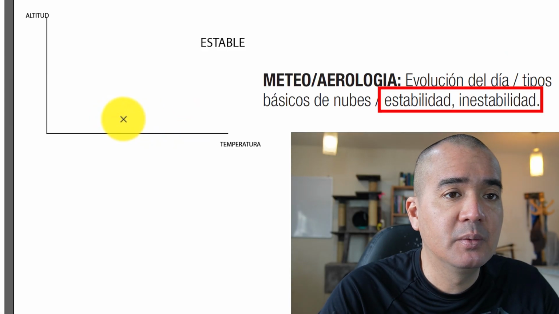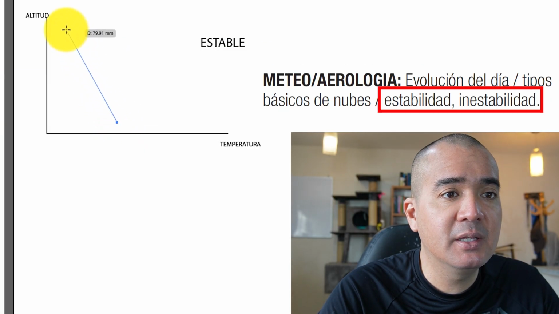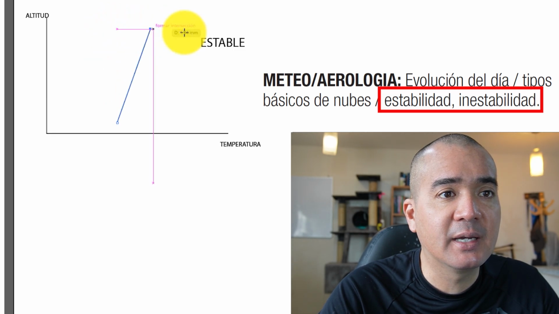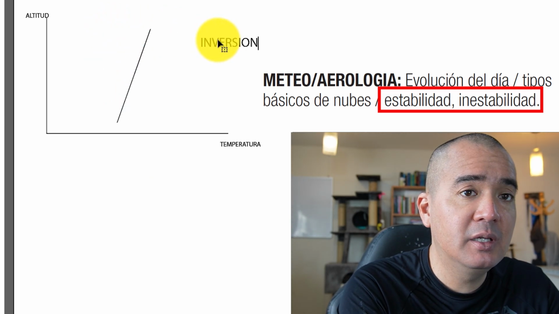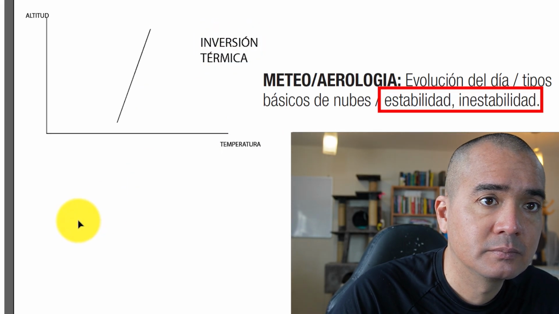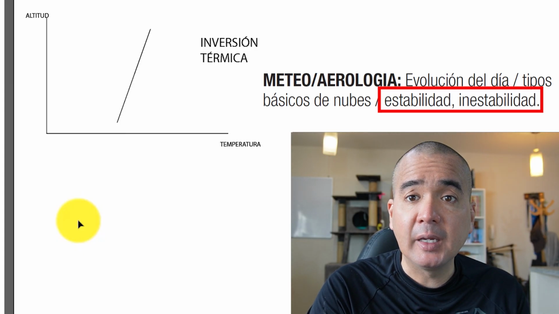What is an extreme case of a stable atmosphere? When the temperature not only does not decrease, but actually increases with altitude. This has a specific name and can be drawn like this. We have a given temperature, and instead of decreasing as we go up, it increases. That is called a thermal inversion. Now the question is, which type of atmosphere is better for thermal paragliding? Stable, unstable, or thermal inversion?